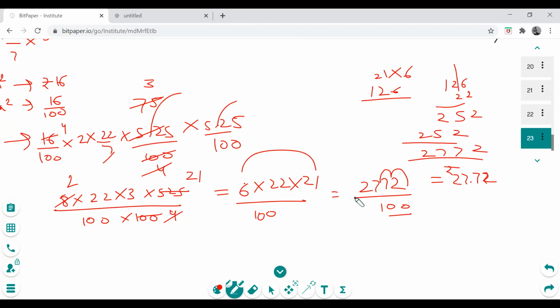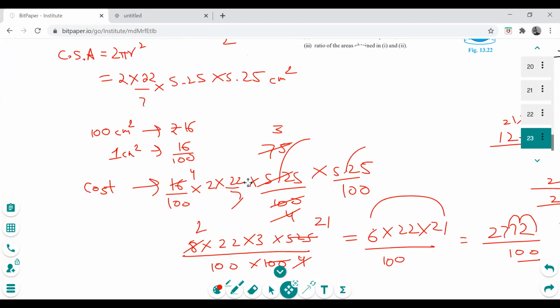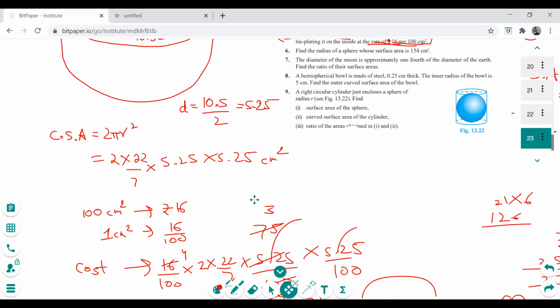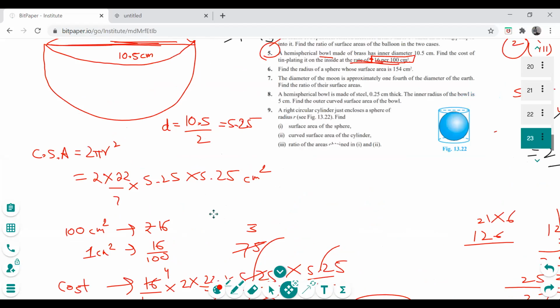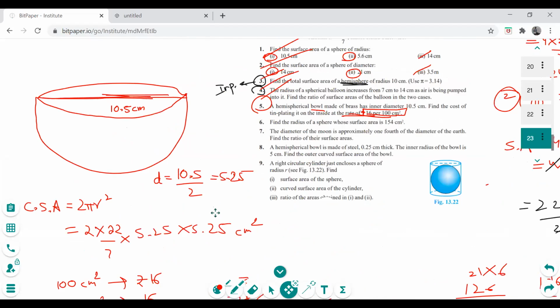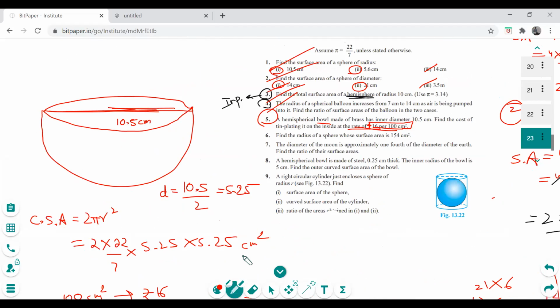Is that clear to everyone, or should I do the calculation again? No, भैया, done. कोई बालक है जिसको डाउट है? We can repeat it for you. Yes. नहीं है डाउट. Okay, good.